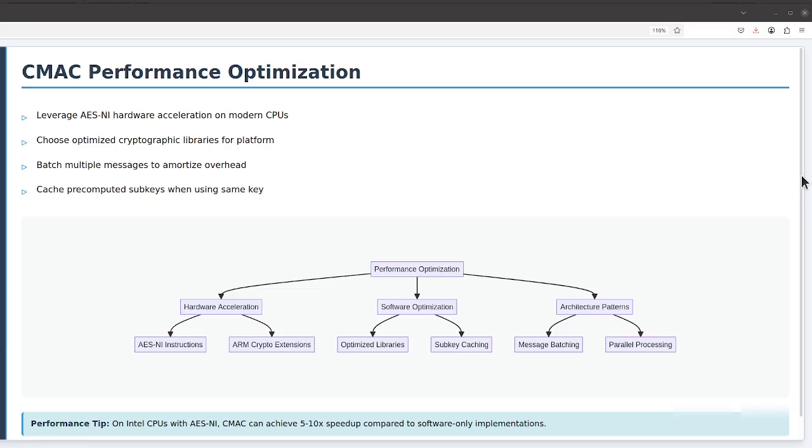implementation. In multi-core systems, while you can't parallelize a single CMAC computation, you can process multiple independent messages in parallel. Design your system to take advantage of this. Use thread pools or async I/O patterns to keep all cores busy.